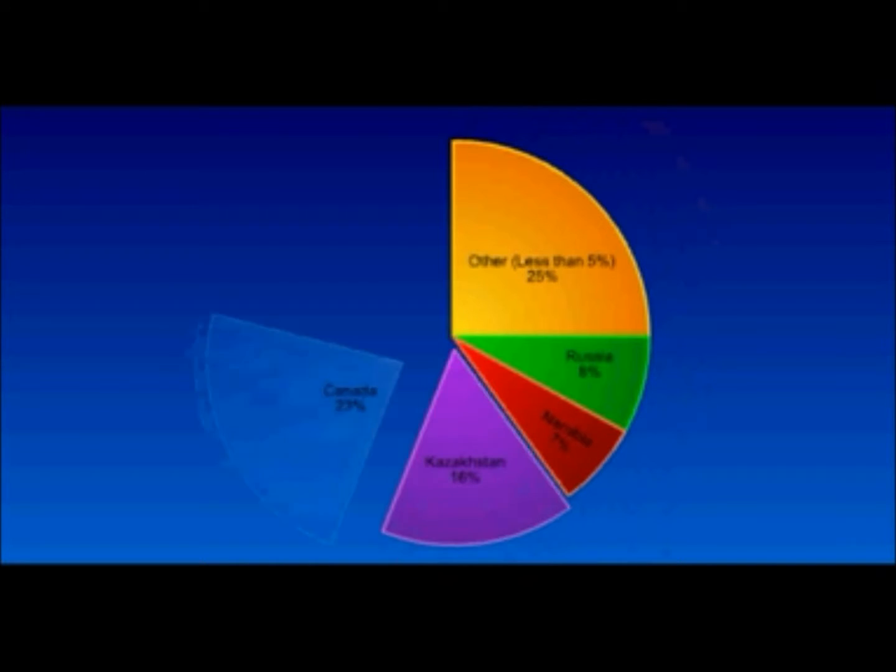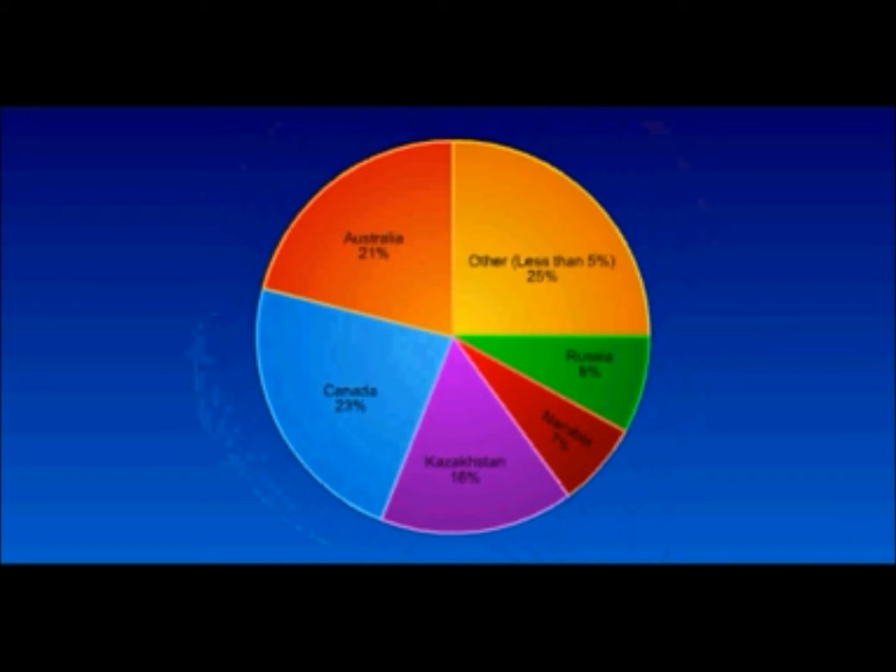Canada provides 23% of the world's production of uranium, while Australia claims 21%, Kazakhstan claims 16%, Namibia claims 7%, and Russia claims 8%.